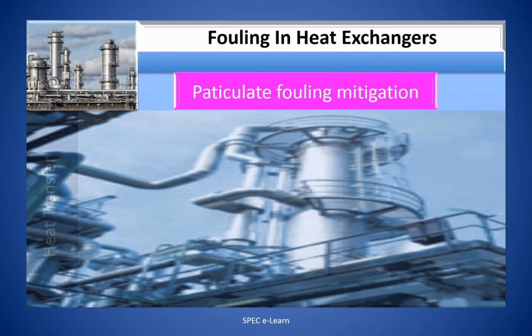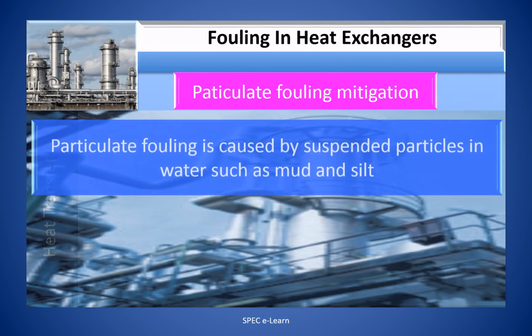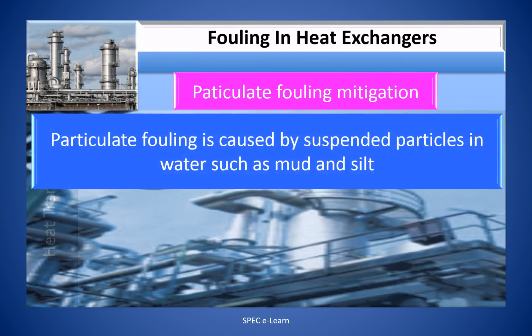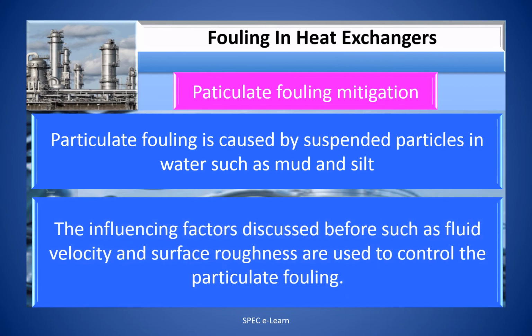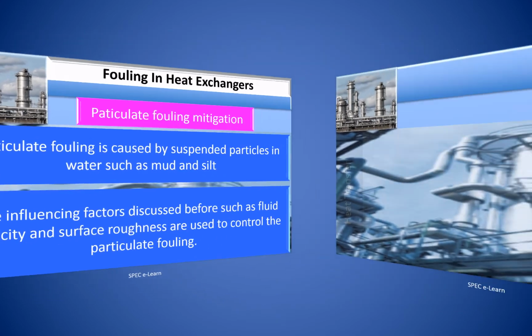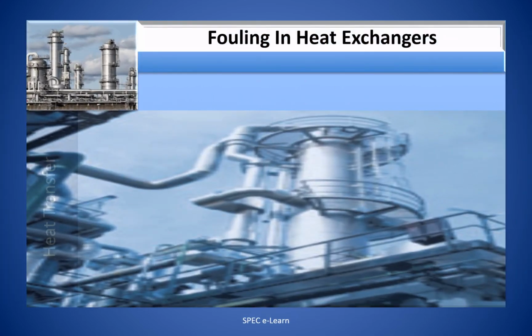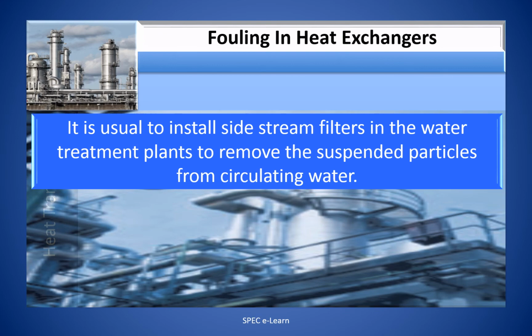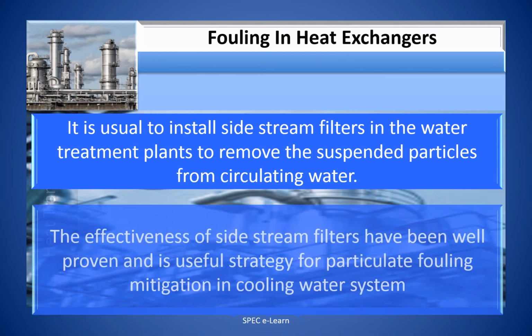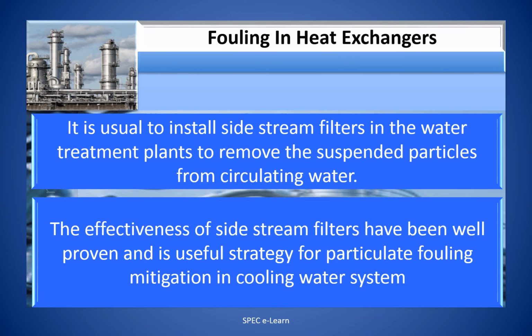Particulate fouling mitigation. Particulate fouling is caused by suspended particles in the water such as mud and silt. The influencing factors discussed before such as fluid velocity and surface roughness are used to control the particulate fouling. It is usual to install side-stream filters in the water treatment plants to remove the suspended particles from the circulating water. The effectiveness of side-stream filters has been well proven and is a useful strategy for particulate fouling mitigation in cooling water system.